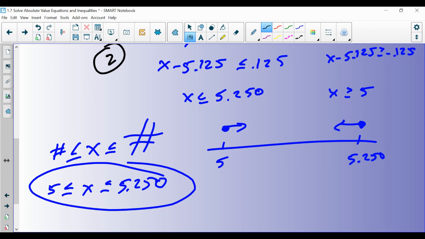And this should make intuitive sense as well. The ball has to be less than or equal to 5.25 ounces, and it's got to be greater than or equal to 5 ounces. Remember, we read this from x's perspective, so don't read it like 5 is less than or equal to x. That's confusing. Say x has got to be greater than or equal to 5. That makes a lot more sense to us.